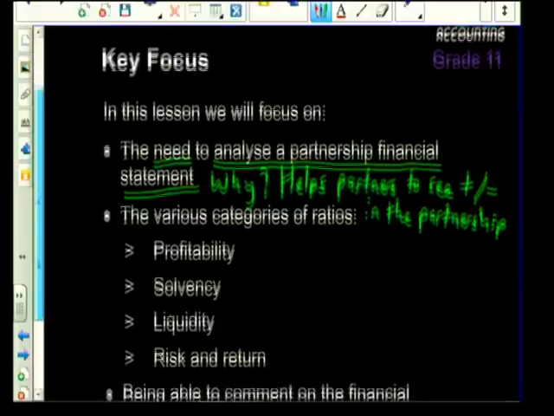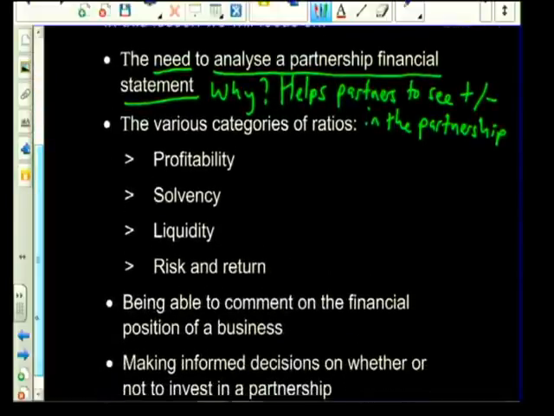And when we analyze a partnership financial statement, what we usually do is we calculate ratios, which are also known as financial indicators. So you will have seen the terms financial ratios or financial indicators, and we analyze them according to one of four main categories.